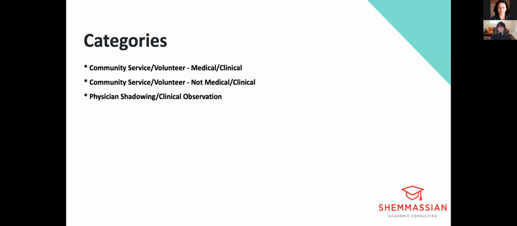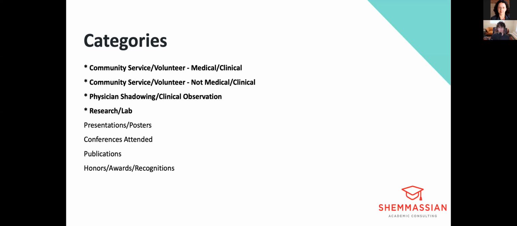Physician shadowing is where you essentially observe a physician doing their work. And a research or lab opportunity is what it sounds like. You would join a research lab and do various things there, maybe work on manuscripts, run experiments, data entry, and so on. Presentations and posters. If you had a poster at a conference, or you gave a talk on your research, that's what would count. Conferences attended, what it sounds like. Publications, so these would be journal manuscripts and peer-reviewed publications. Honors, awards, and recognitions, right?